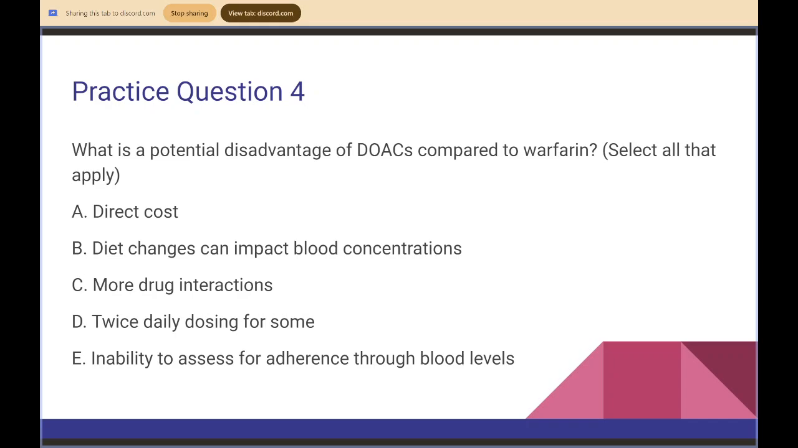All right, getting some answers. Good. So the correct answers are going to be A, D, and E. Direct cost, they're generally more expensive than warfarin. Some require twice daily dosing. And choice E, there's an inability to assess for adherence through blood levels as easily as just doing the INR test. So if you chose A, D, and E, great job.